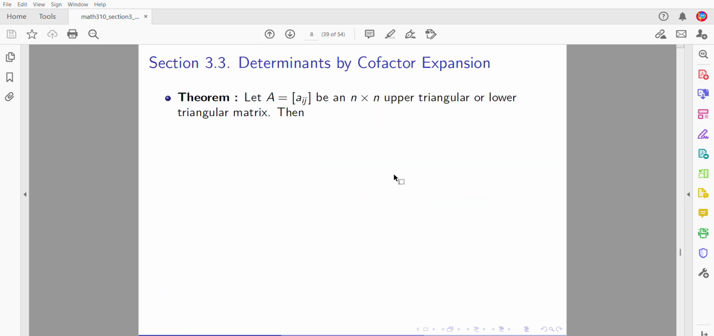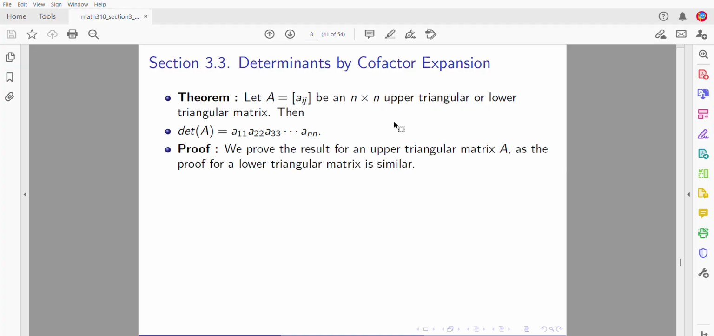So here is an important theorem. Let A be an n by n upper triangular or lower triangular matrix. Then determinant of A is simply A11, A22, A33, up to ANN. That is the product of the diagonal entries. We prove the result for upper triangular matrix A as the proof for a lower triangular matrix is similar.